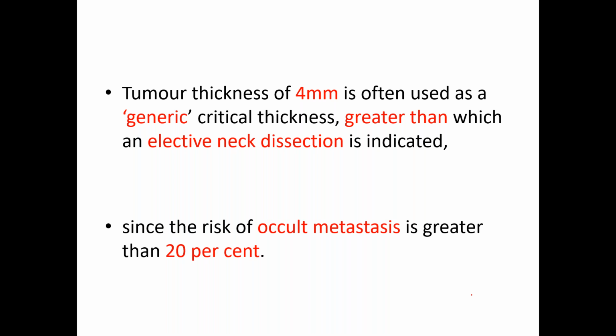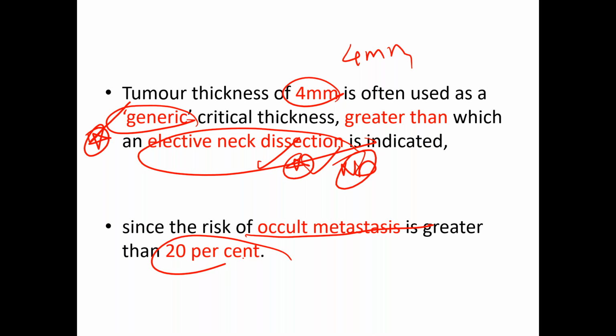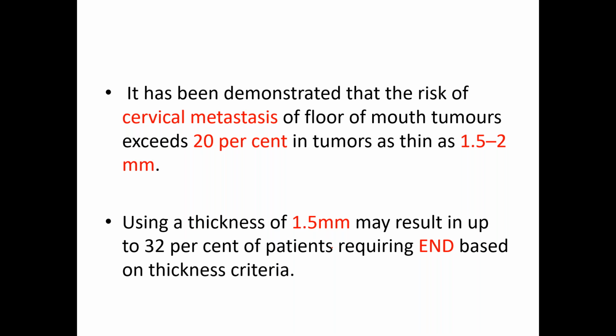Okay. So 4 millimeters thickness is generally the critical thickness of tumor. If a 4 millimeter tumor is there, you have to go for an elective neck dissection, since the chances of occult metastasis are 20%. There are silent metastases, 20% chances are there, so you have to go for neck dissection. Cervical metastasis, 20% chances are there.